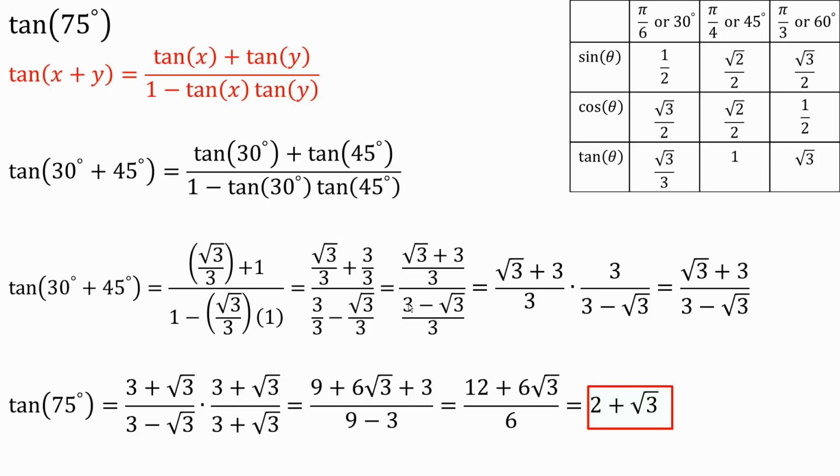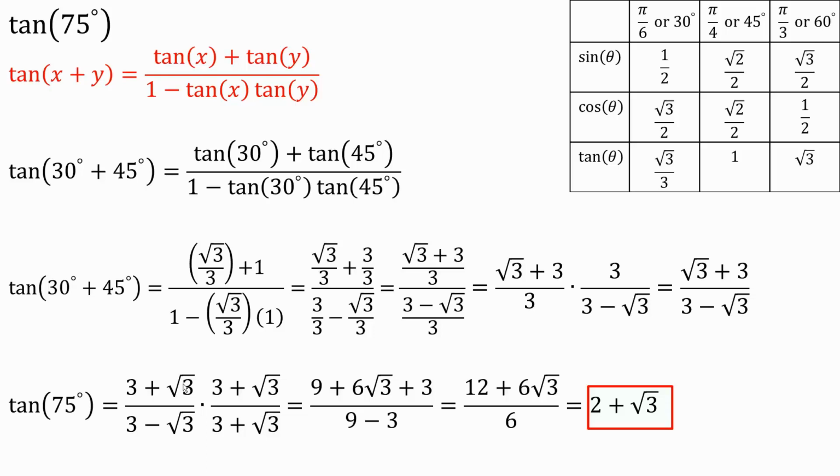Instead of doing division, which might be more difficult, I can do multiplication. So I can say times 3 divided by 3 minus the square root of 3. And so if you notice, this 3 and this 3 can cancel, and we would get the square root of 3 plus 3 divided by 3 minus the square root of 3. Now if we want to remove the square root of 3 in the denominator, we can multiply by the conjugate and say times 3 plus square root of 3 divided by 3 plus the square root of 3. Because 3 plus square root of 3 divided by 3 plus the square root of 3 is 1. So we're not doing any changes.